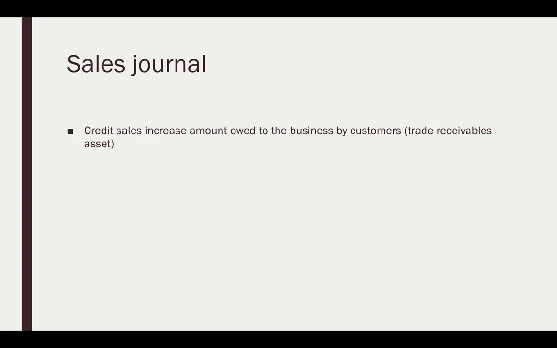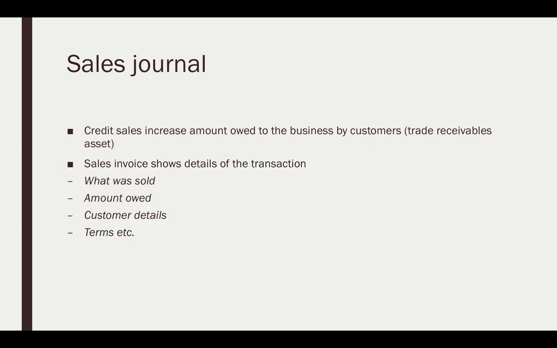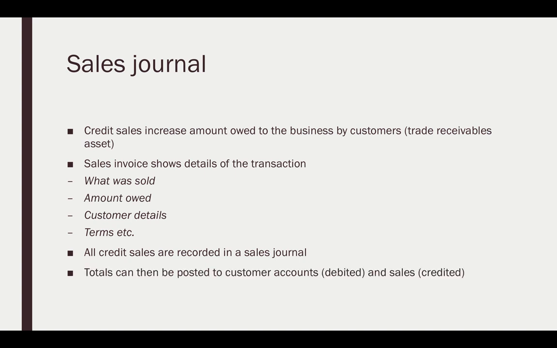The sales journal is going to be used to summarize all the sales transactions in a very similar way. Remember that all the credit sales to customers will increase the amount owed by those customers to the business, and therefore will increase your trade receivables asset, which must be debited. The sales invoice, just like the purchases invoice, shows what was sold, the amount owed, the customer details, terms, etc. And then all of these can be recorded in the sales journal so that we can then post the total to the individual customer accounts, which will be debited, and to sales, which will be credited as it's an income increasing equity in the general ledger.